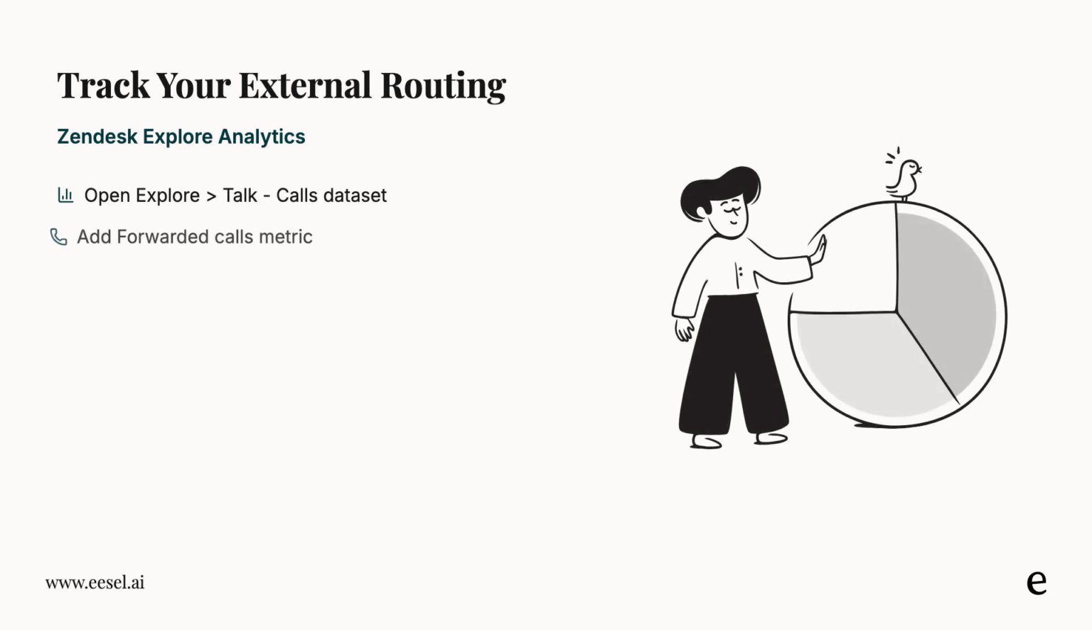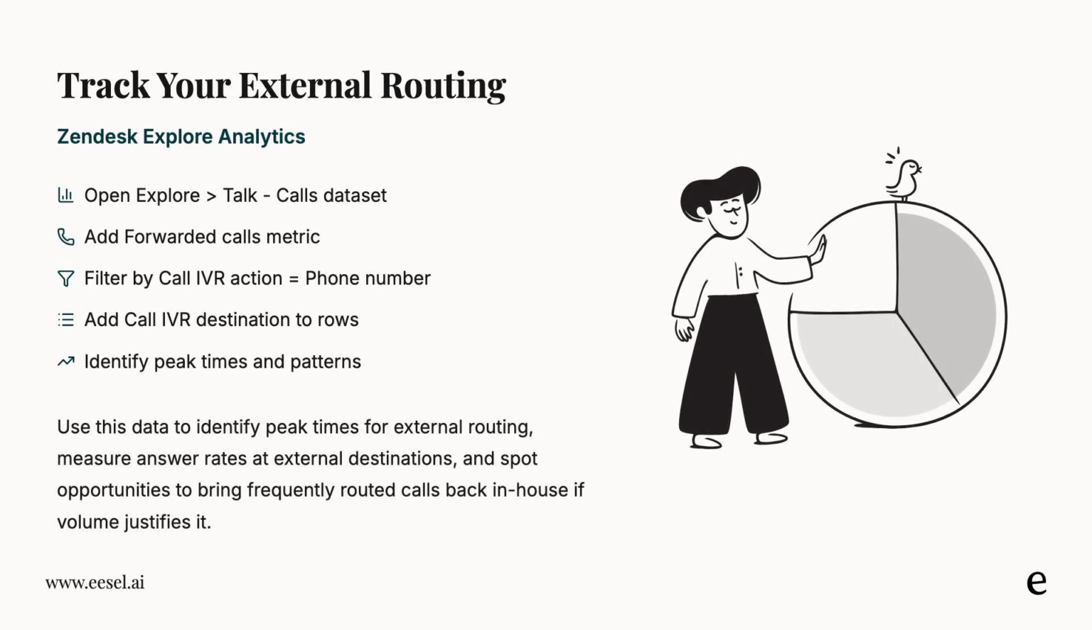Track your external routing with Zendesk Explore. Open the Talk Calls dataset, add the forwarded calls metric, and filter by call IVR action equals phone number. Use this data to identify peak times and measure answer rates at external destinations.